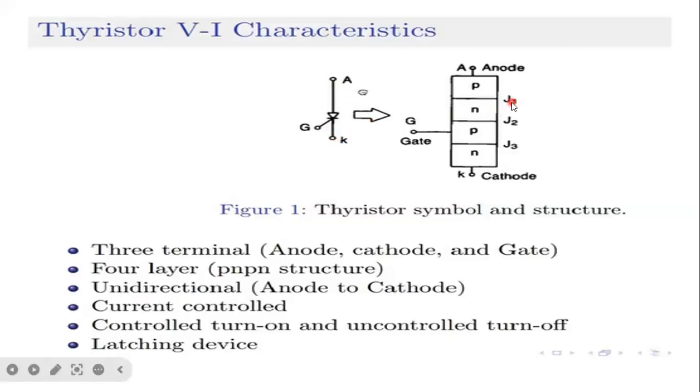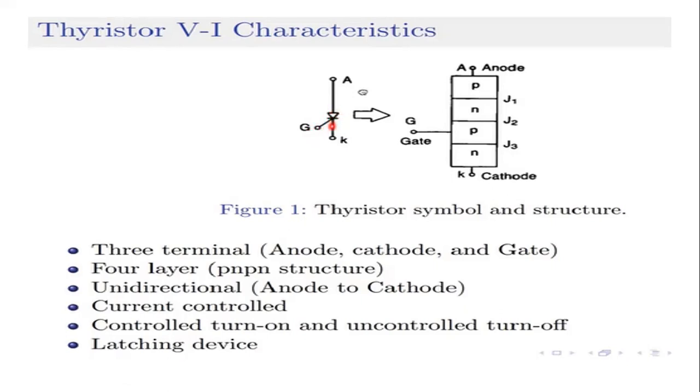It has three junctions, J1, J2, J3, and it is a controlled device. The on time of the device can be controlled by using a gate triggering pulse, that is, a firing pulse. That is called the firing angle. By using the firing angle, we can control the thyristor. That's why it is called a controlled device.